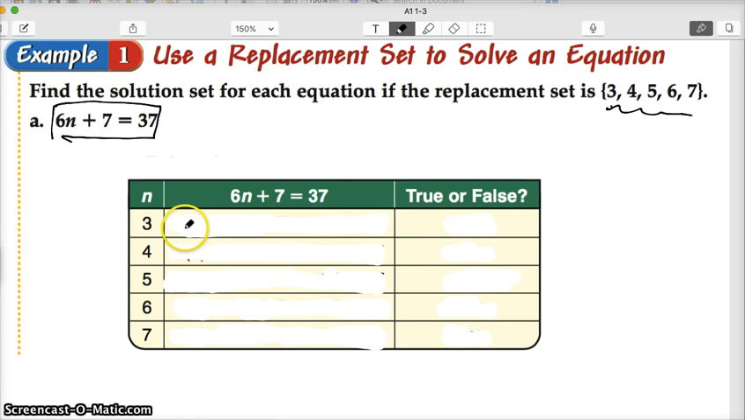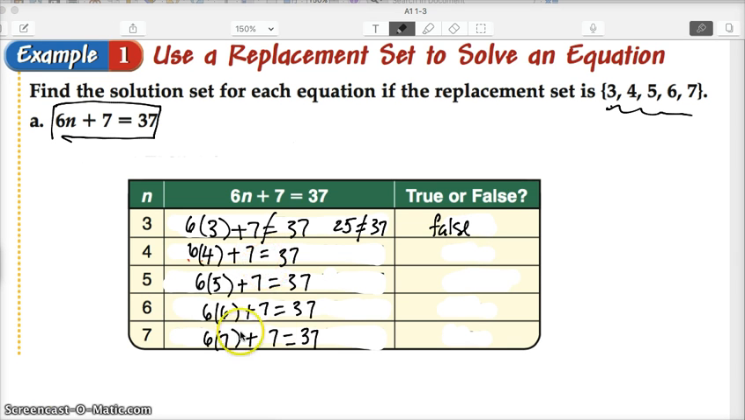If we go down the list, we put 6 times the quantity of 3 plus 7 equals 37. Check that. Well, 6 times 3 is 18. 18 plus 7 is 25. I recognize that this is not true, because what I would be saying here is that 25 is equal to 37. And we can see that that's not true. So I would say that this is false.